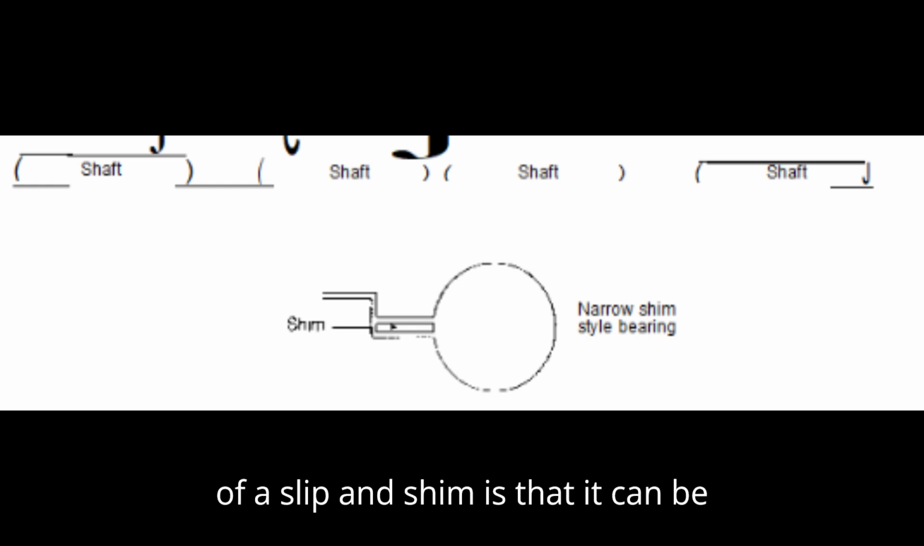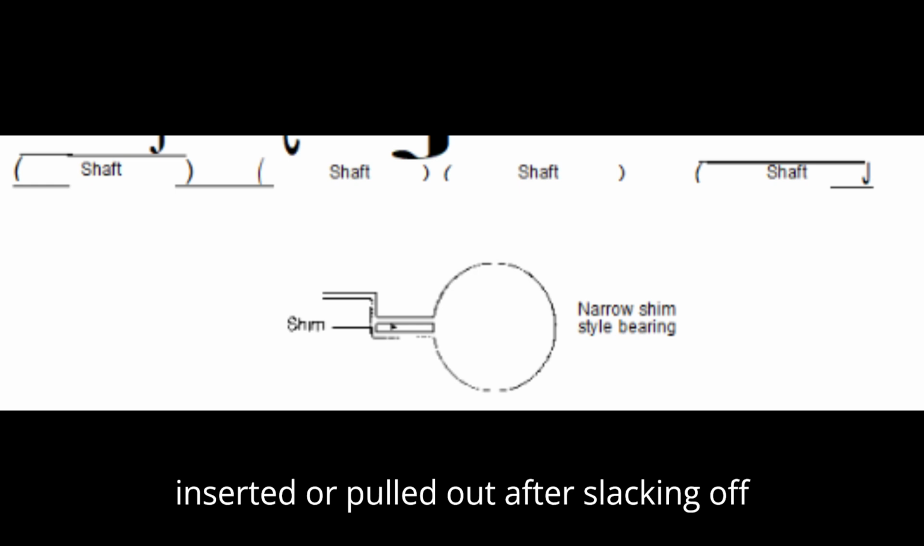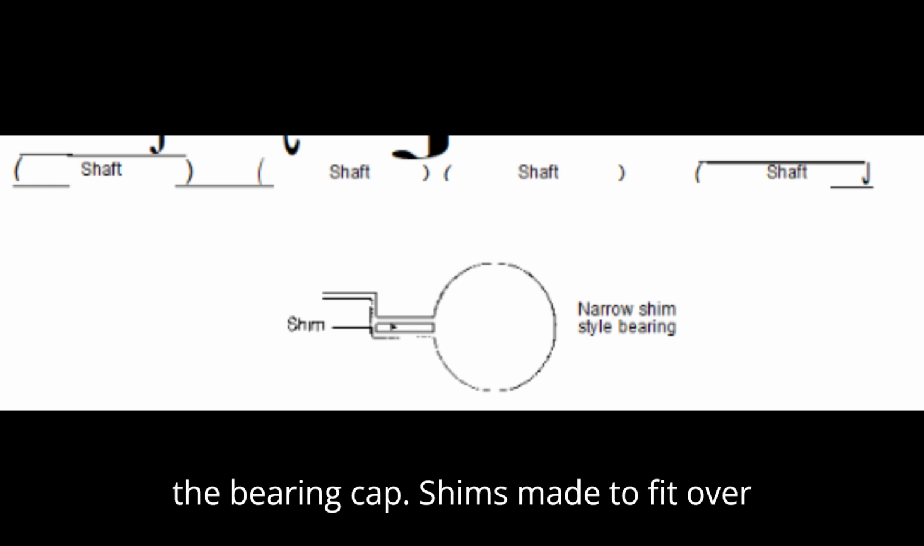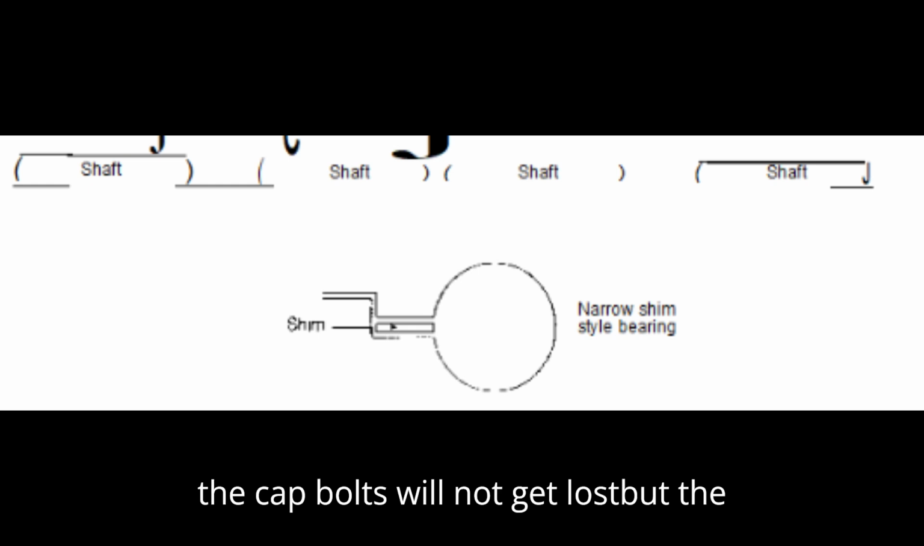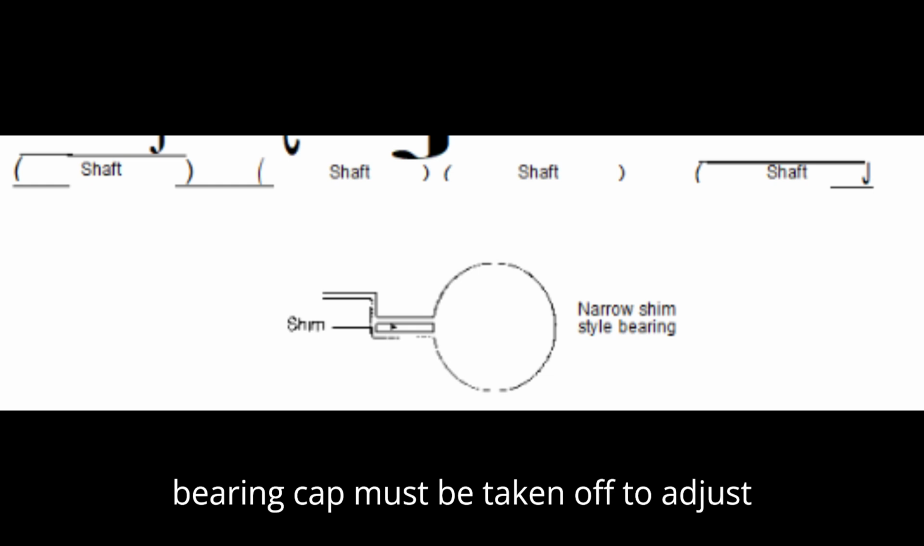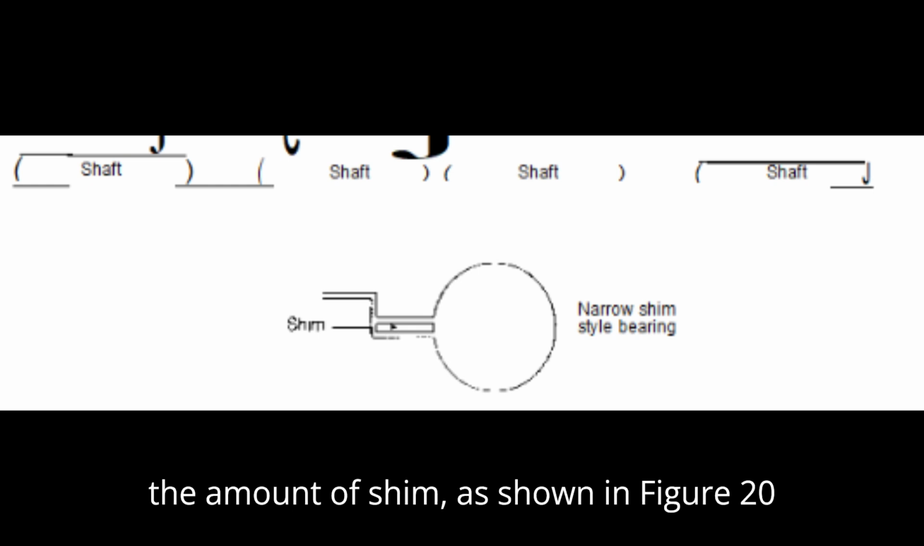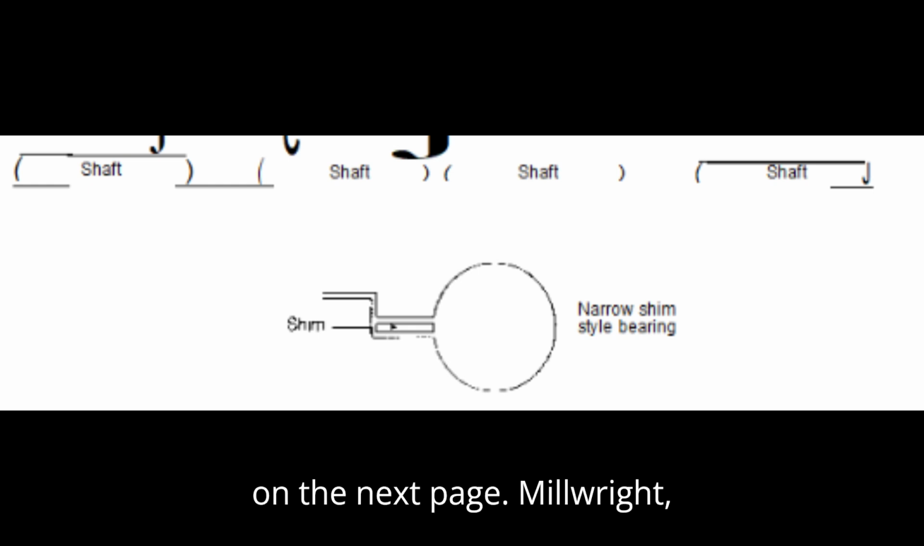The advantage of a slip-in shim is that it can be inserted or pulled out after slacking off the bearing cap. Shims made to fit over the cap bolts will not get lost, but the bearing cap must be taken off to adjust the amount of shim, as shown in Figure 20 on the next page.